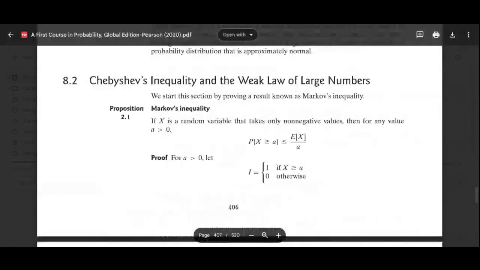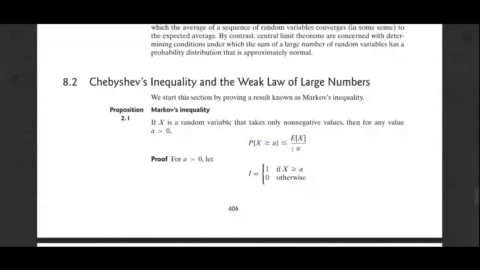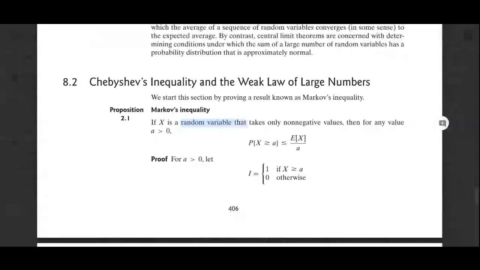But what's important is just to remember Markov's inequality. If X is a random variable that takes only non-negative values, from 0 upward, then for any positive value a, the probability of X greater than or equal to a is less than or equal to the expected value divided by a.